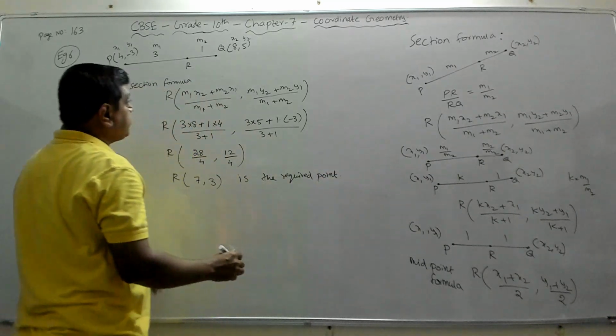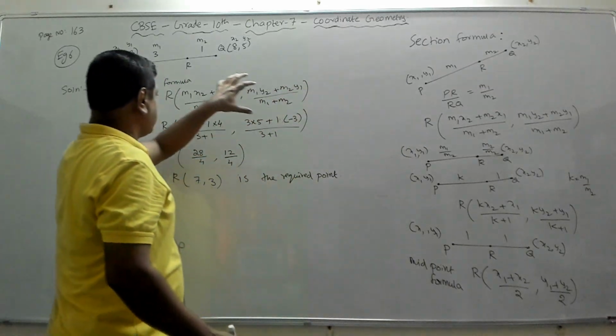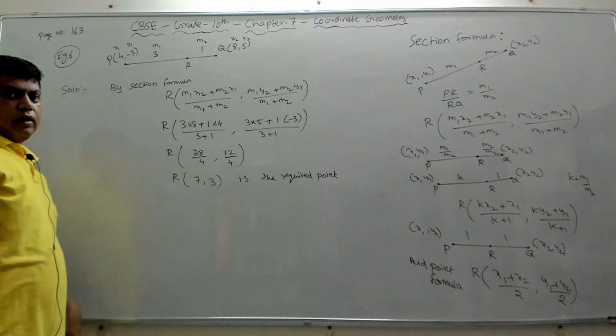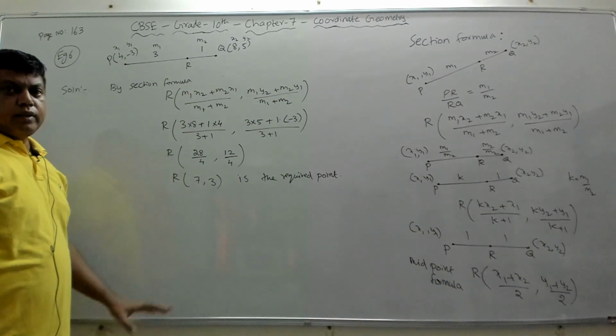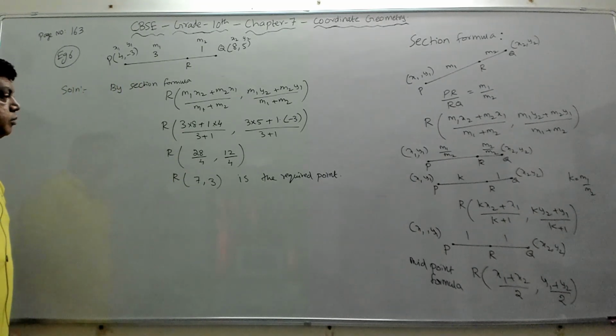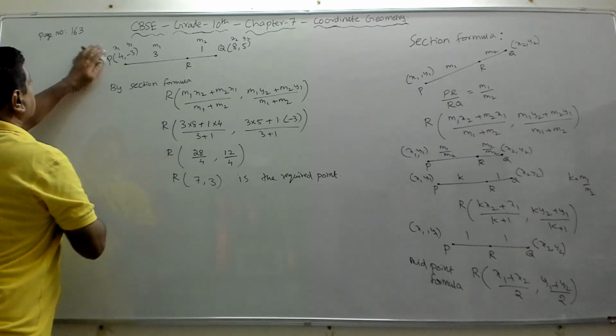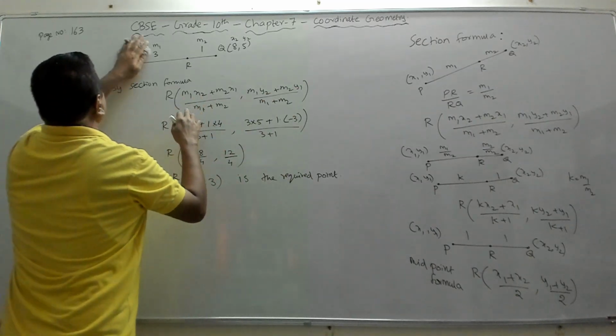So what we have done, we have just taken the values and substituted them in this section formula and we have got this point R. So the coordinate of R is 7, 3. Fine. All of you can pause the video and take the notes. I will erase this. I don't want to erase that section.